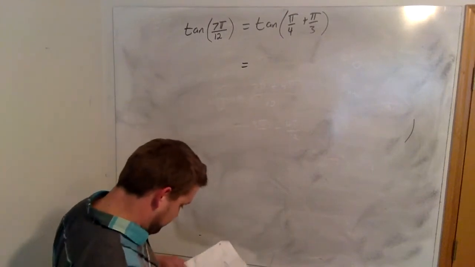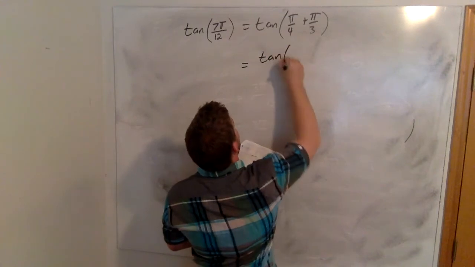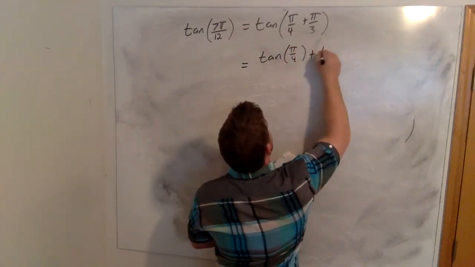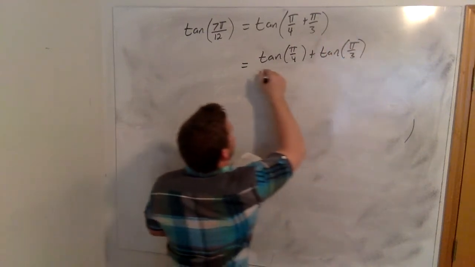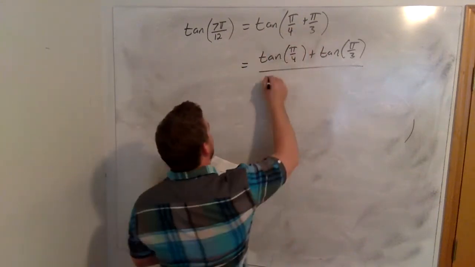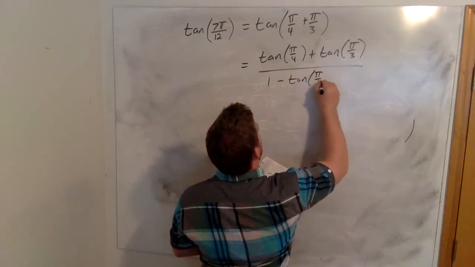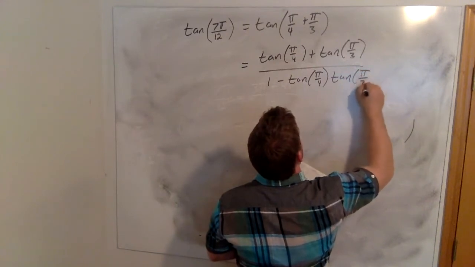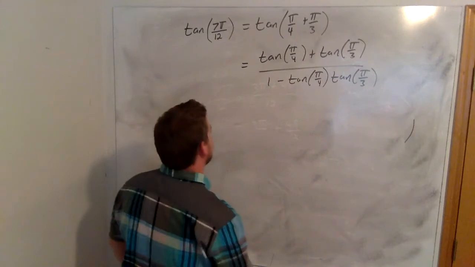Okay, so the addition formula will be the tangent of pi over 4 plus the tangent of pi over 3. This is a perfect time to look in the back of the book if you don't remember what the addition formula for tangent is. And it'll be 1 minus the tangent of pi over 4 times the tangent of pi over 3. So we need to figure out what tangent of pi over 4 and pi over 3 is.